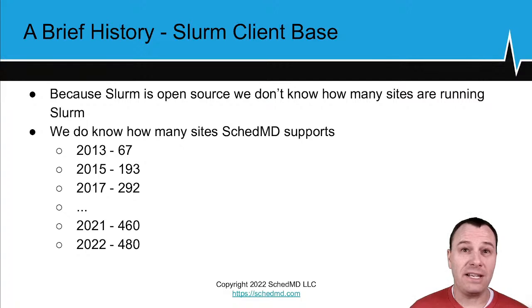It has been exciting to be part of a growing community that backs Slurm. Although we do not know exact adoption numbers, we do know how many sites Scalability supports. Interest in Slurm and Slurm support through Scalability has grown substantially over the 9 years, from 67 sites in 2013 to our 480 sites in 2022. As a company, we thank you for your support.